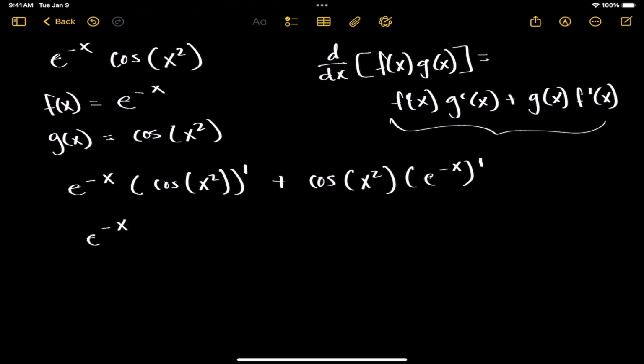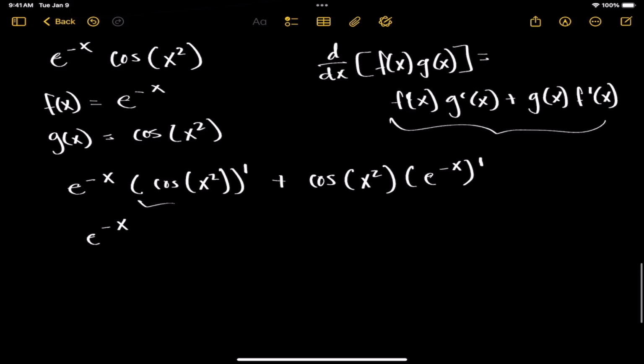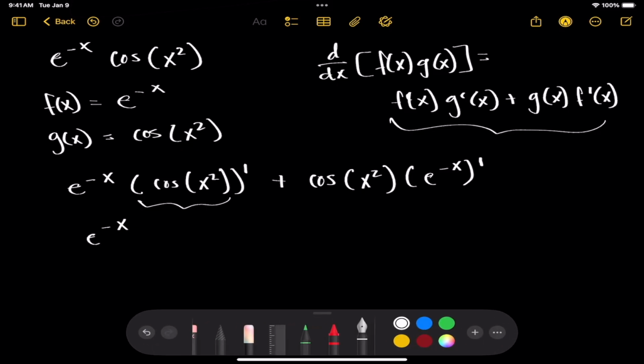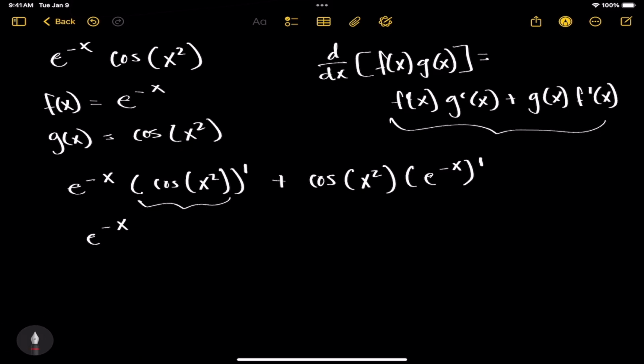And all we need to do here is take the derivative. Now, this is where the chain rule comes into effect. So I'm going to write this in blue, but then I'm going to erase it, so hopefully you guys write it down. All right, push this to the side. So we have cosine x squared, and we're taking the derivative of that. And so we use the chain rule.